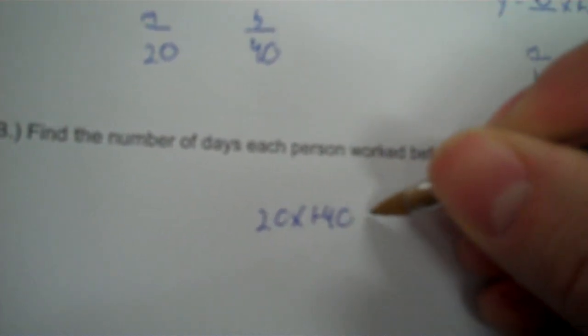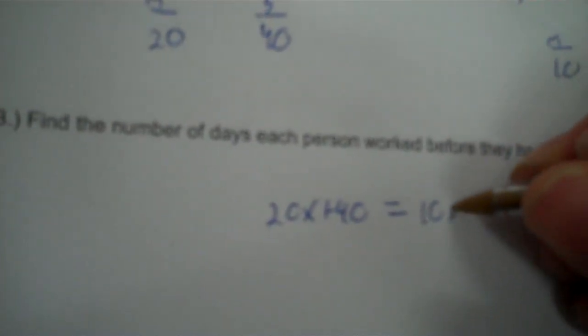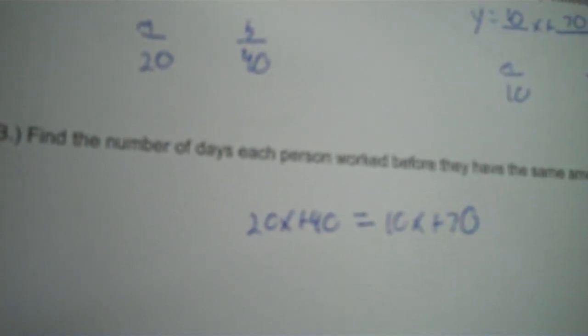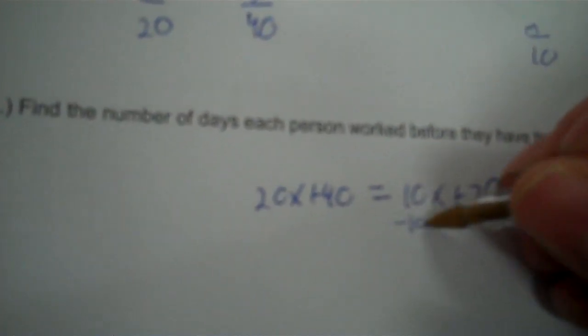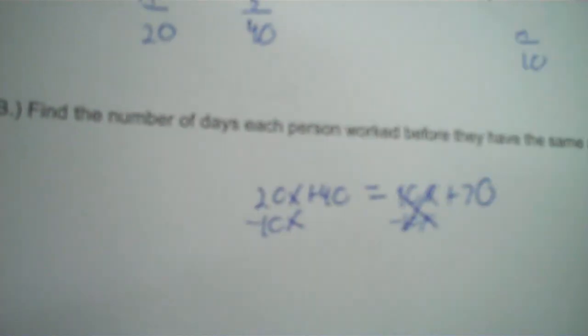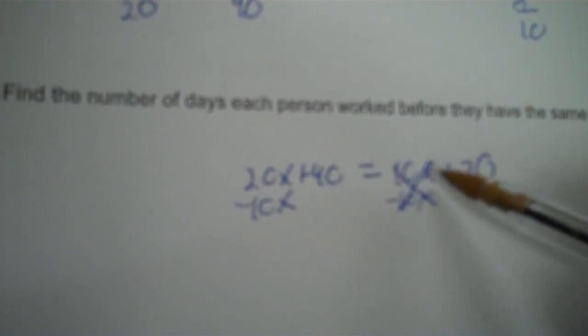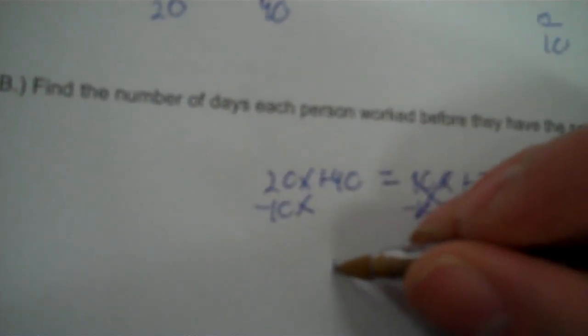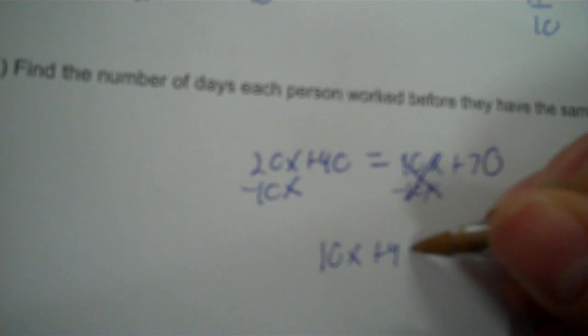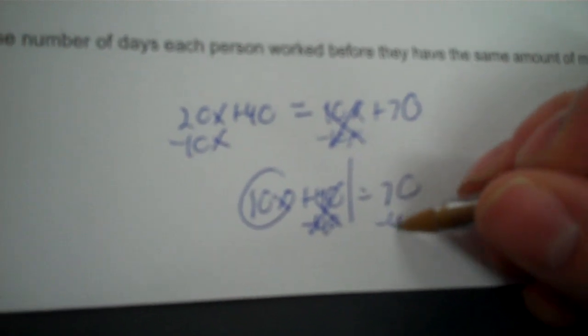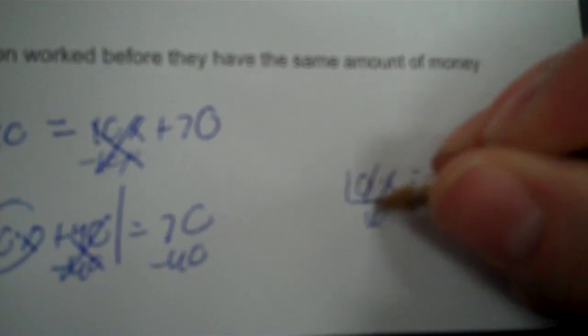So we want to know when the 20x plus 40, I'll just leave the y's out of here, is equal to the 10x plus 70. Okay, so get rid of one of your x's, get rid of the smaller one on an equation. If it's an inequality, greater than or less than, you get rid of the one over here, but it's not. So 10x plus 40 equals 70. Okay. Then you subtract 40 and divide by 10. You're going to get the same answer. I didn't do that on purpose, but divide by 10, divide by 10, 30 divided by 10 is 3. So 3 days.